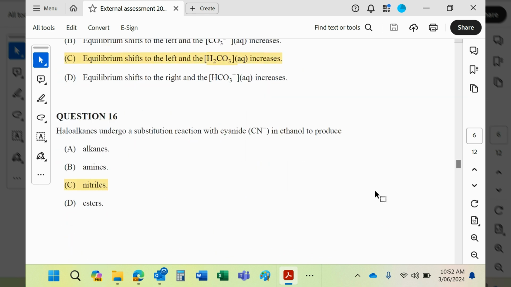Haloalkanes undergo a substitution reaction with cyanide in ethanol to produce... well, a cyanide ion obviously is replacing the halide ion in the haloalkane substitution reaction. Now, there's only one functional group in your reaction pathways that involves the CN, and that is the nitrile. All right. Even if you didn't know your reaction pathways, and I do understand they are a pain to try and learn, I think you could have guessed that.